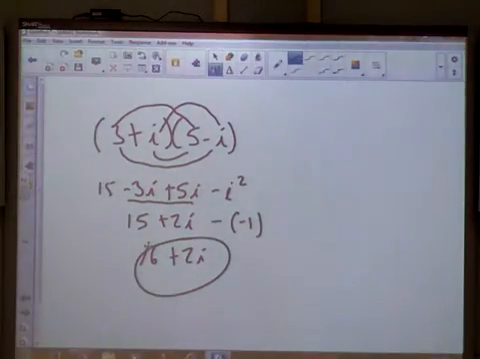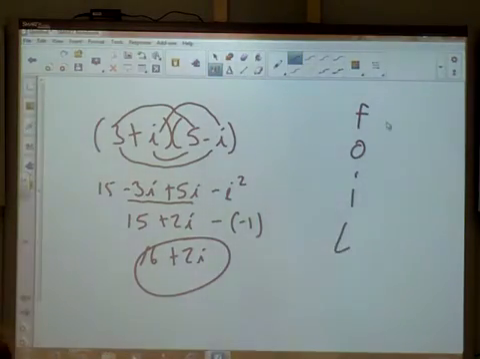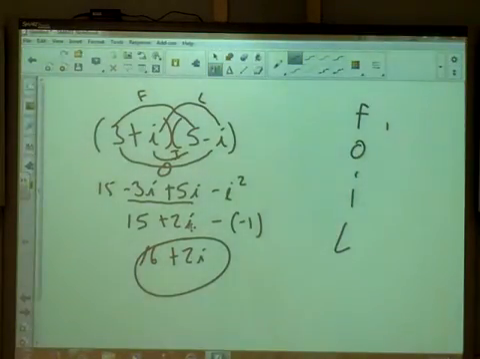How'd we do? Did we see where we went wrong? Let me label these things: first, outer, inner, last. Sometimes that looks like a smiley face when I draw those lines. You got it. Did you get it right?